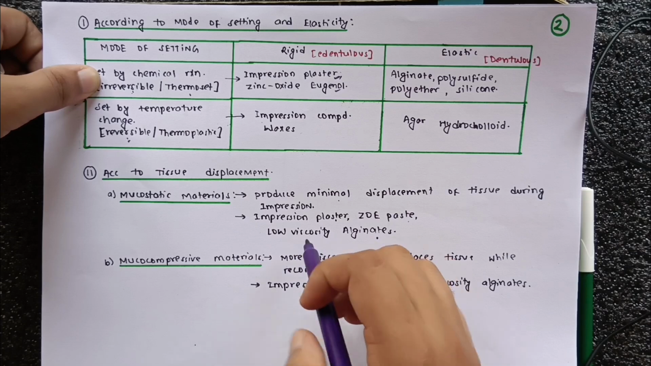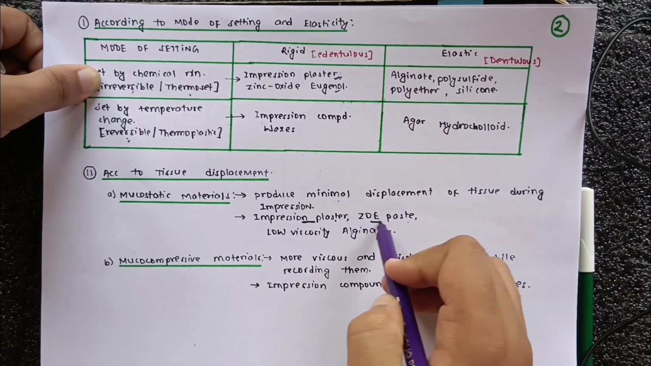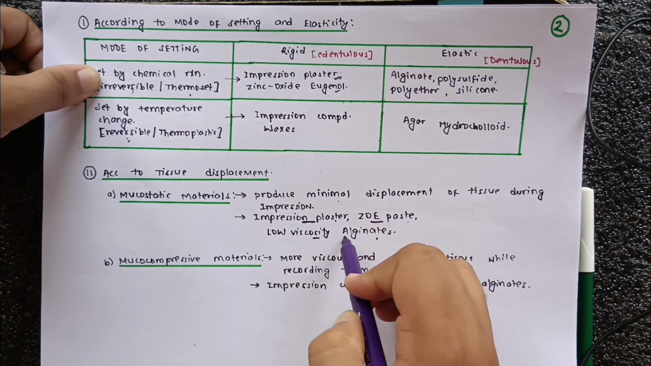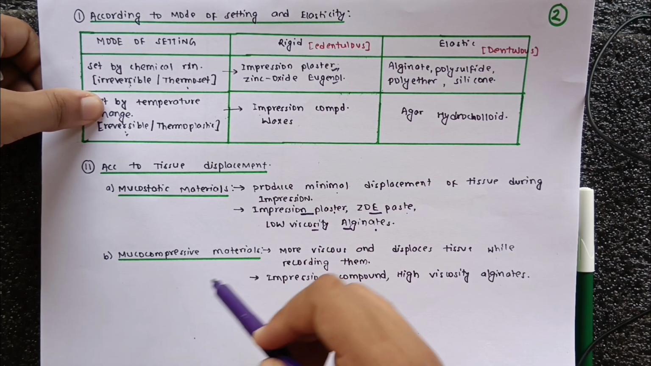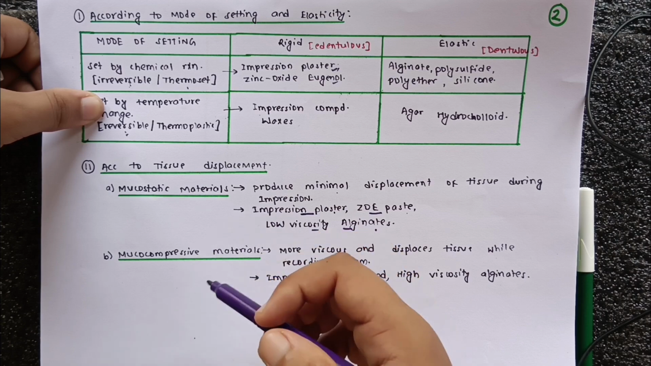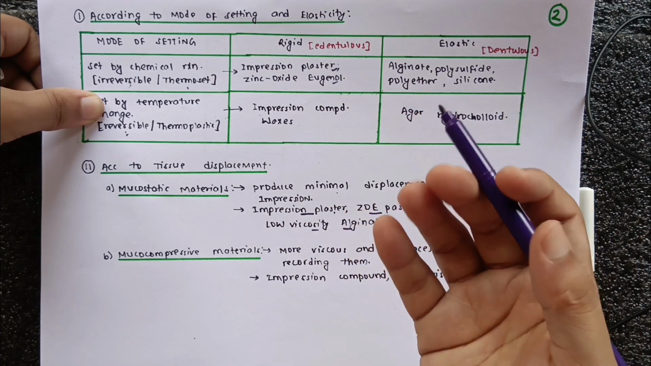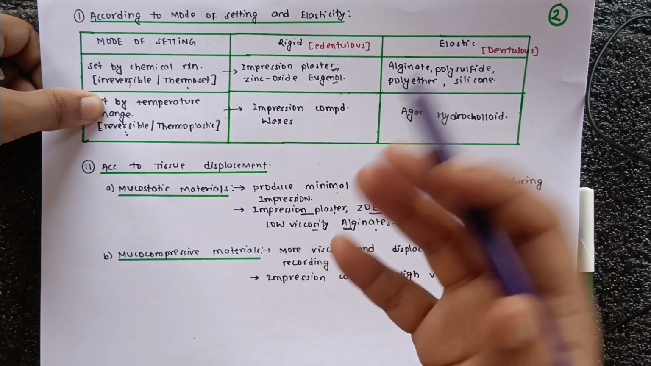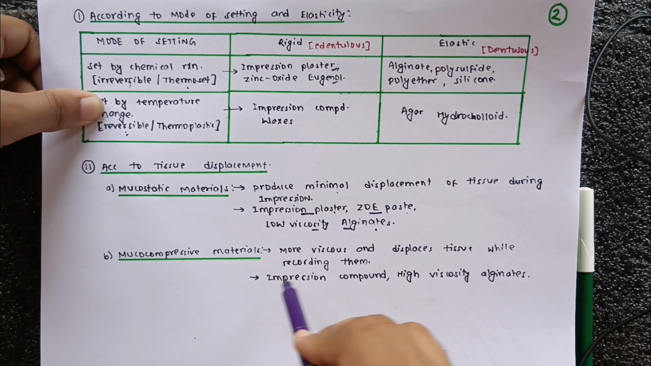Okay, so the substances that are used in this mucostatic material are impression plaster, zinc oxide paste, and low viscosity alginate. Okay, and our other material is mucocompressive. So it is simple. In mucocompressive, what we do is we just apply the proper force. So the proper pressure, proper force is applied on it. It is more viscous and it displaces tissue while recording them.